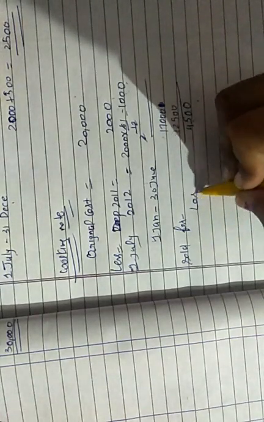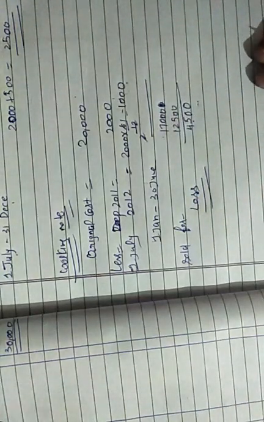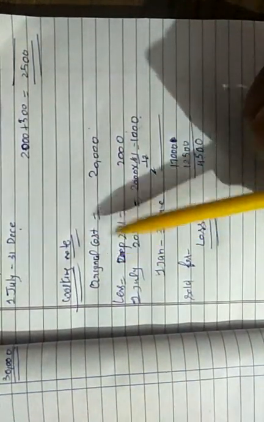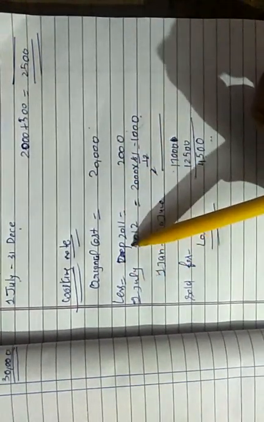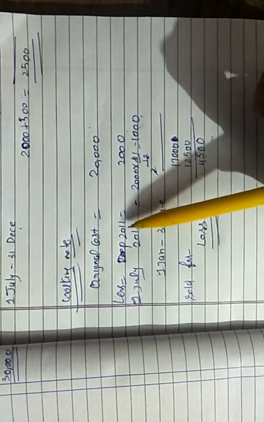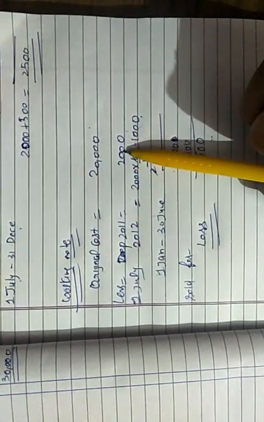4,500. So this is loss. I repeat it again. Working note. Okay, so the original cost of the machinery, which was purchased on January 1st, is 20,000. So we deduct the depreciation of the previous year 2011, which is 2,000.